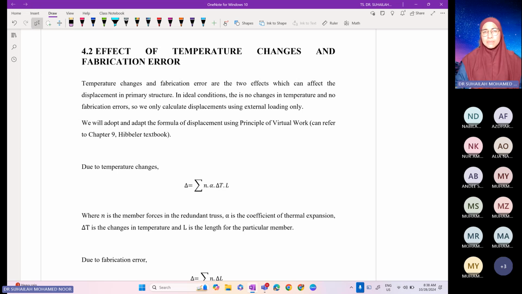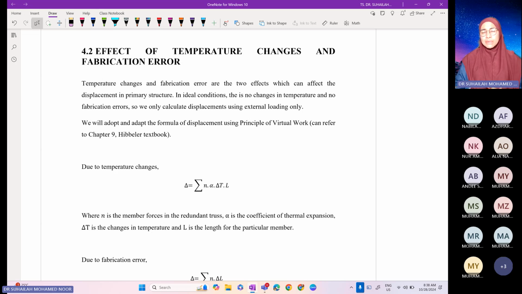Temperature changes are basically given in the question, for example, the truss is hot, has temperature increase, has temperature decrease. So mentioning the temperature hot or cold means we need to consider the temperature changes in the analysis. And fabrication error is also given in the question. So not always, but it depends. If the information about that is given in the question, then we may have to consider that.